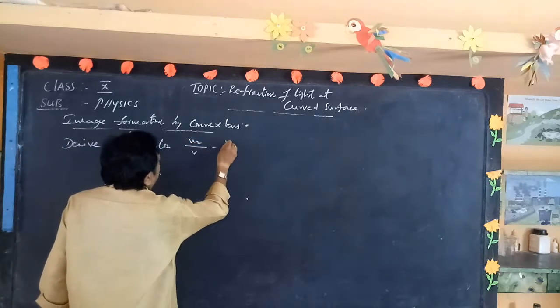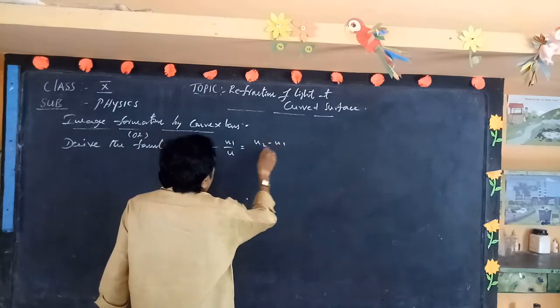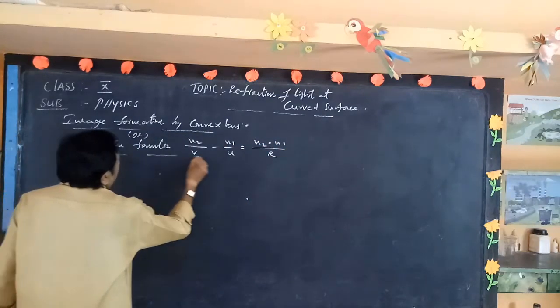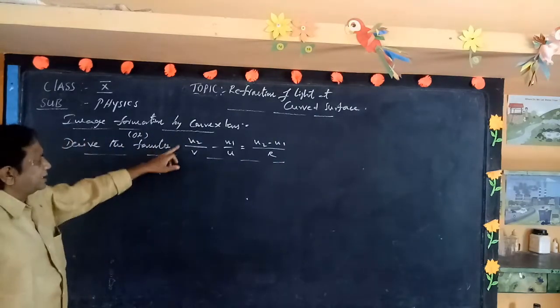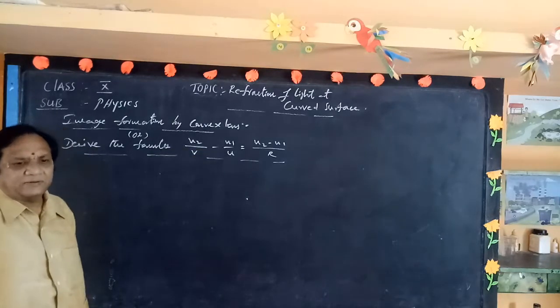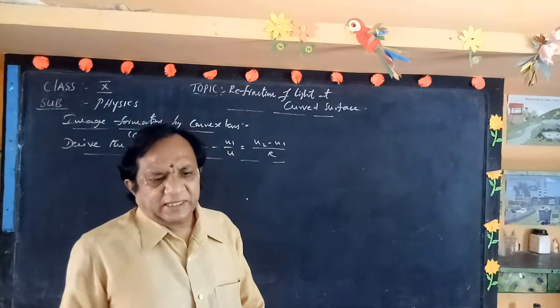n2 by v minus n1 by u is equal to n2 minus n1 by r. This is called the image formation application. n2 by v minus n1 by u is equal to n2 minus n1 by r is to be considered.